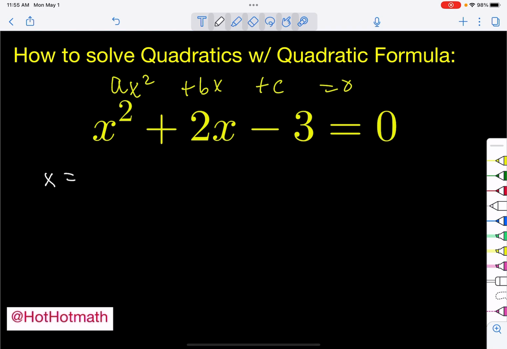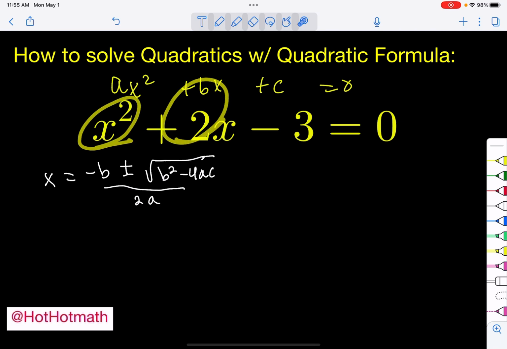Now the quadratic formula, let me write it out for you. To solve that is negative b plus or minus the square root of b squared minus 4ac. Now that's all under your radical, all over 2a. So in this particular equation, our a is 1, our b is 2, and our c is negative 3. So let's put those into the equation.